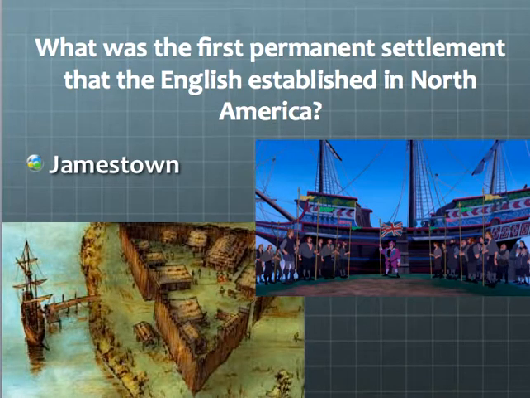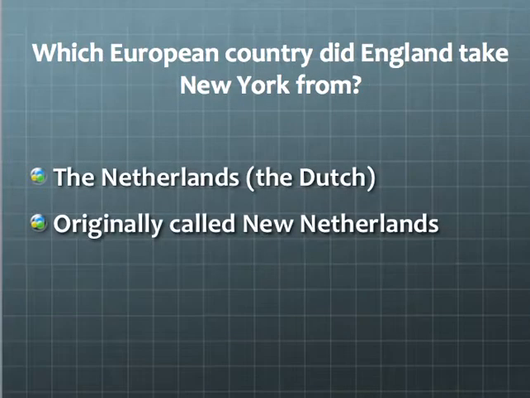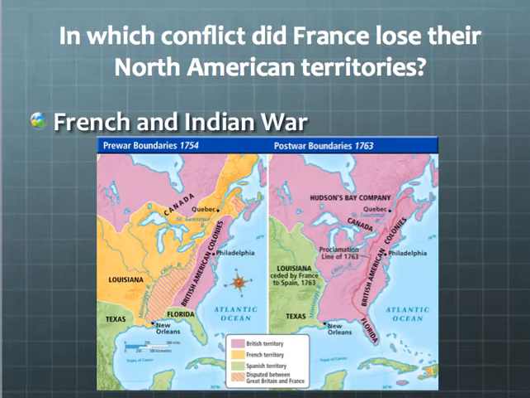What was the first permanent settlement that the English established in North America? That would be Jamestown, Virginia. This is also what is featured in the movie Pocahontas. Which European country did England take New York from? Okay, that would be from the Netherlands. The Netherlands originally owned it. The colony was called New Netherlands, and the city of New York was called New Amsterdam, and it then became New York, New York.